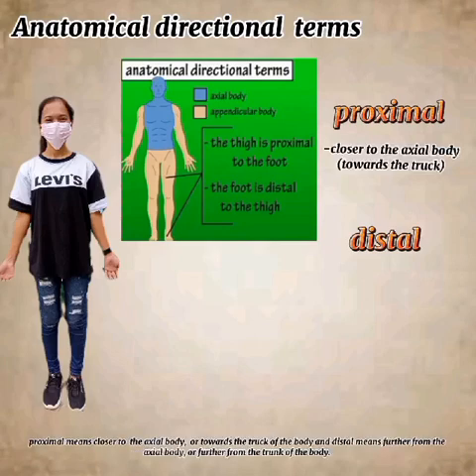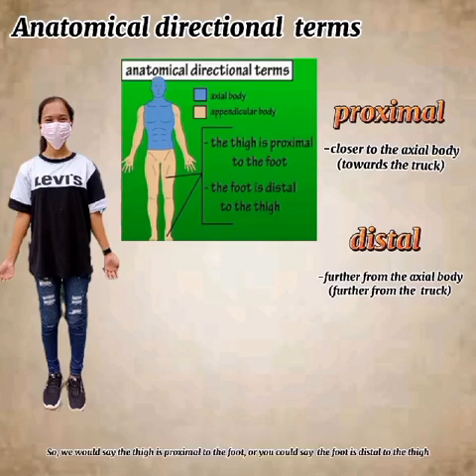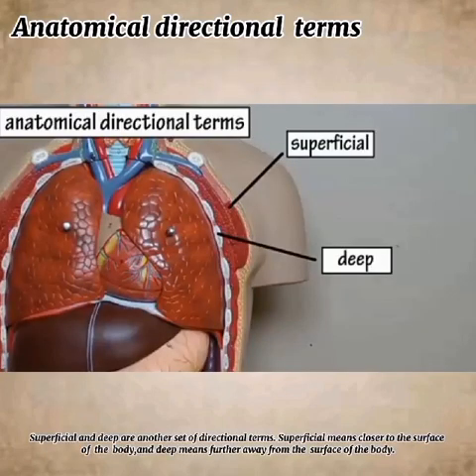Proximal means closer to the axial body, or towards the trunk of the body, and distal means further from the axial body, or further from the trunk of the body. So, we would say the thigh is proximal to the foot, or you could say the foot is distal to the thigh. Superficial and deep are another set of directional terms.